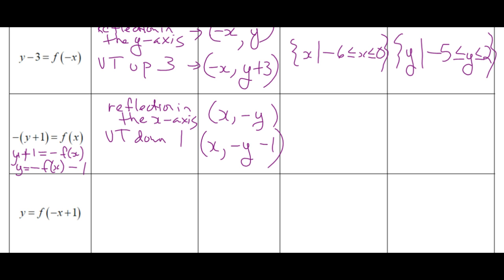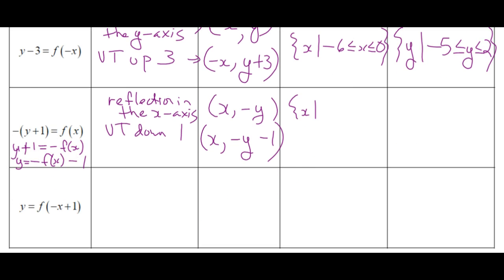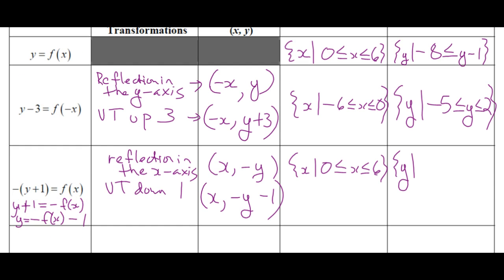So anyway, how does the domain change? It doesn't. So what was the original? So just 0. So now you figure out what's the new range.